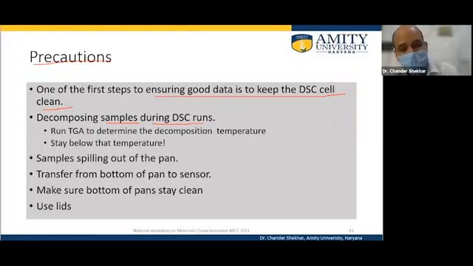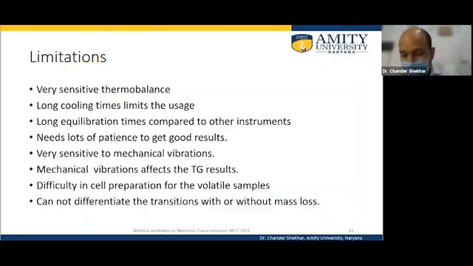And if it is decomposing, TGA analysis should be done prior, and the temperature should be limited to before the decomposition. It should stay below the decomposition temperature, and the sample should not spill off the pan. It should never be at the bottom of the crucible, and it should be clean. And in case required, a lid must be used.